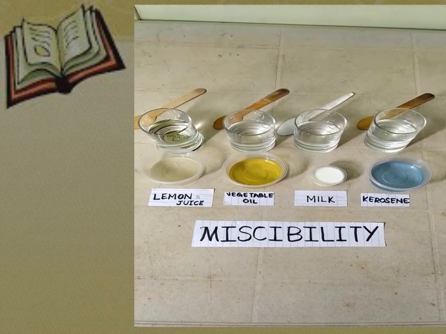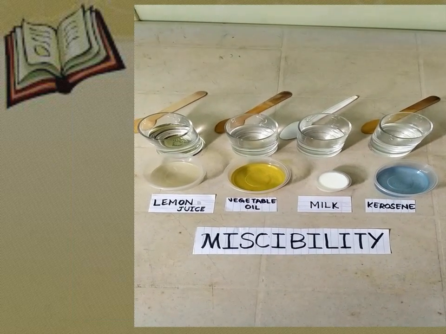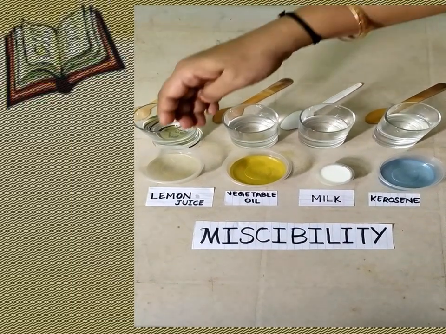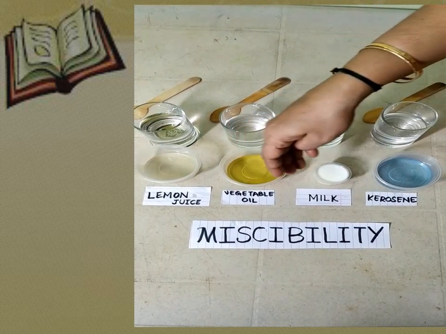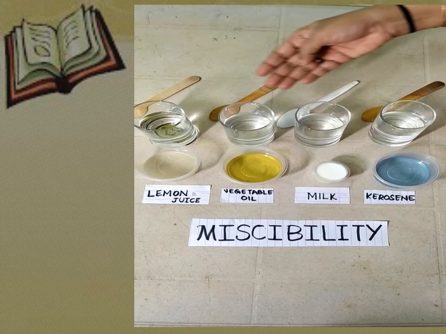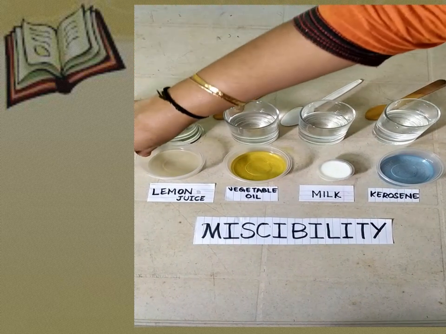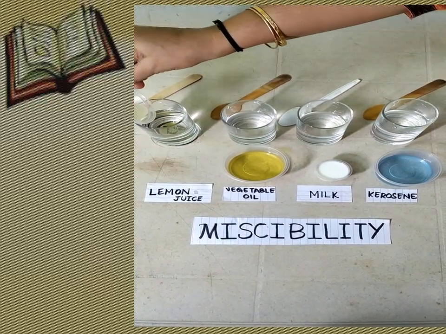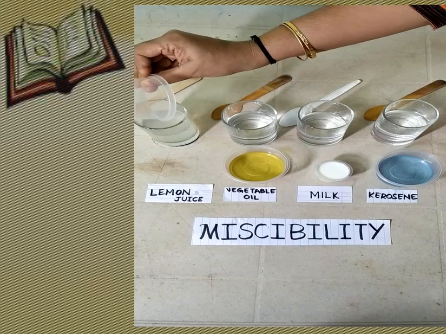We will do the second activity for checking the miscibility of a few liquids like lemon juice, vegetable oil, milk and kerosene. For that, we will take 4 glasses of water and add the liquids one by one to the cup of water.